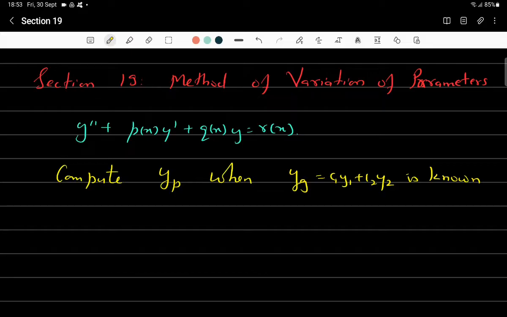Now if I consider a general second order non-homogeneous differential equation y double dash plus p of x y dash plus q of x y is equal to r of x, then we will see how we compute yp when yg is known. Yg is known means that if we consider the homogeneous equation y double dash plus p of x y dash plus q of x y is equal to 0, and we can compute yg, then using y1 and y2 we can compute yp.